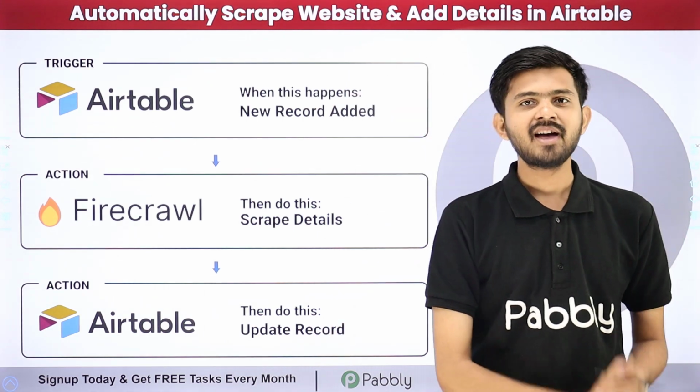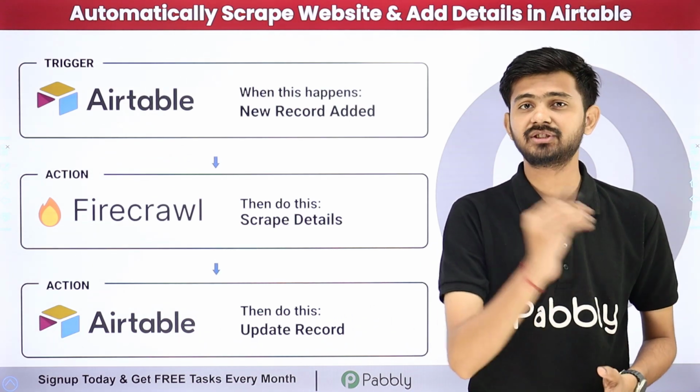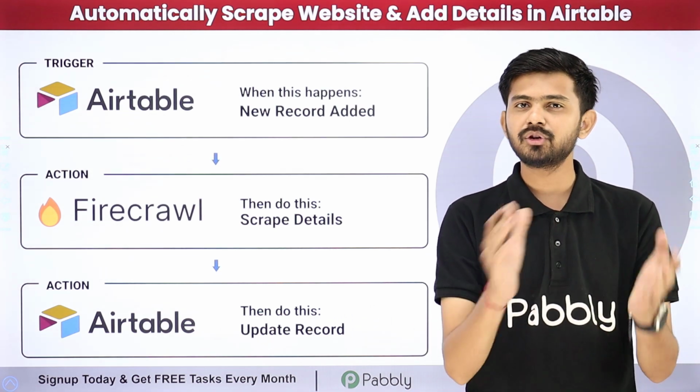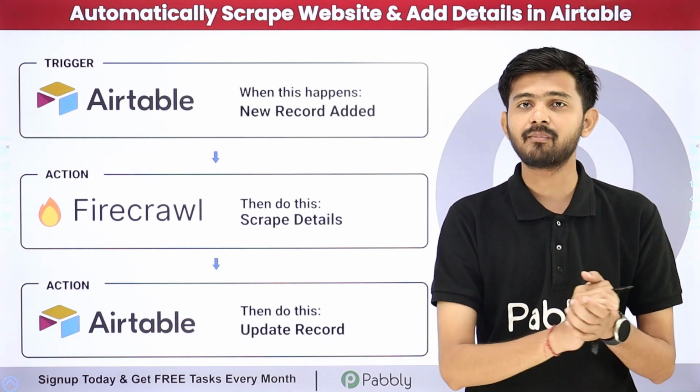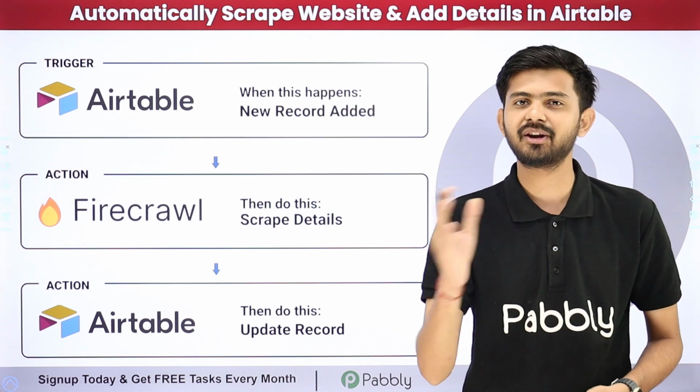Today our topic is how to automatically scrape a website and add details in Airtable. Here I'm running an e-commerce store and I want to get updated with all my competition's details. For that, I'm going to scrape the website of my competition, and for that I have added the website details in my Airtable record.